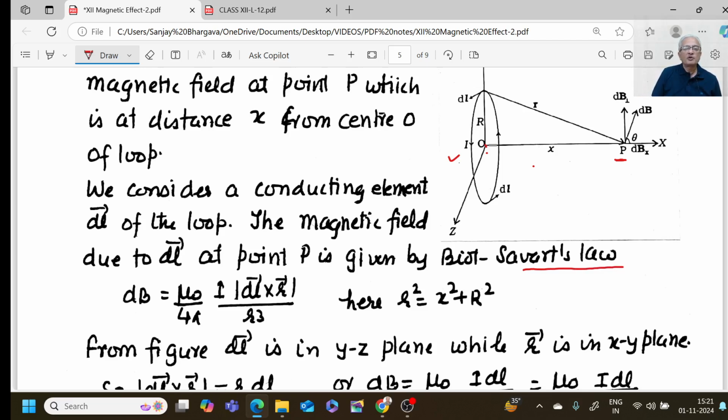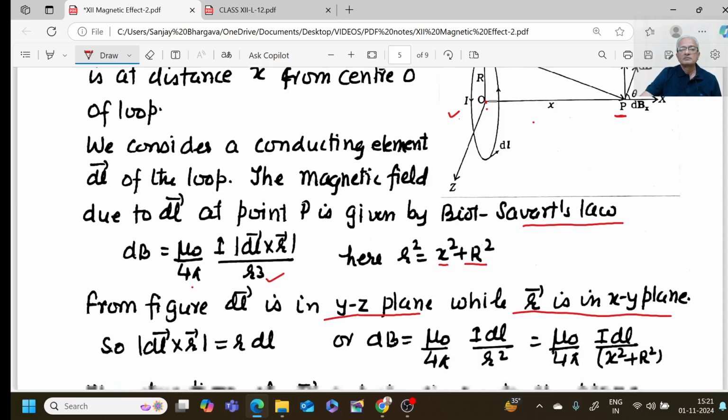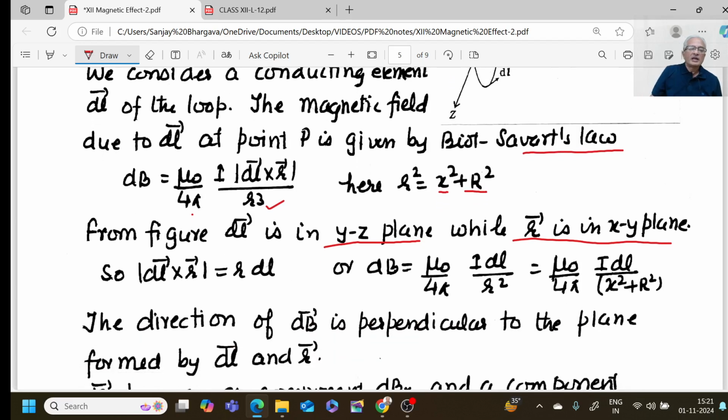equal to μ0/4π times I dl vector cross r vector upon r cube. Here r square would be equal to x square plus R square. From the figure, dl is in the YZ plane while r is in the XY plane, so they are perpendicular to each other. So dl cross r must be equal to r dl, since theta is 90, so sin 90 would be 1.